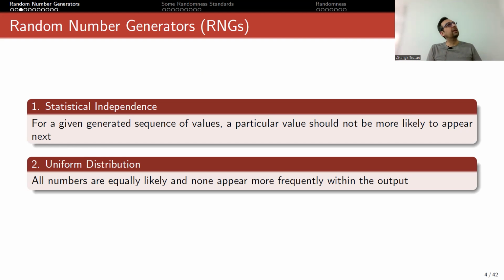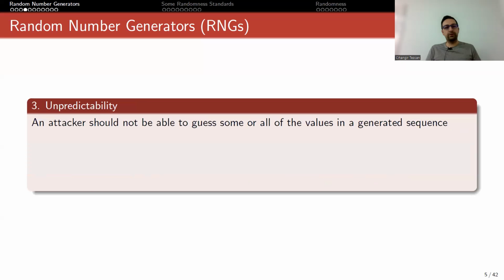So this means that, for instance, if you're rolling a dice which has 20 sides, like in Dungeons and Dragons, then every output should have probability 1/20. Okay? This is what we prefer.